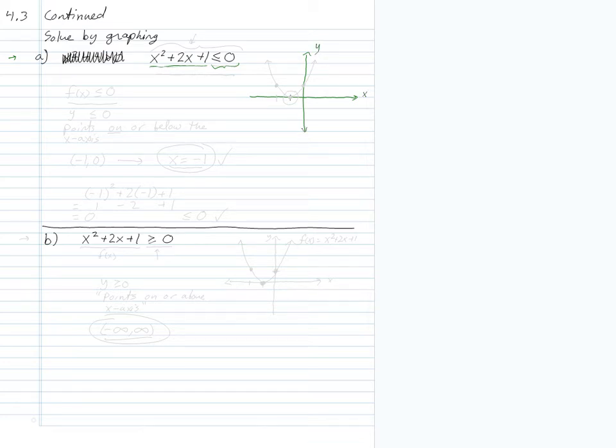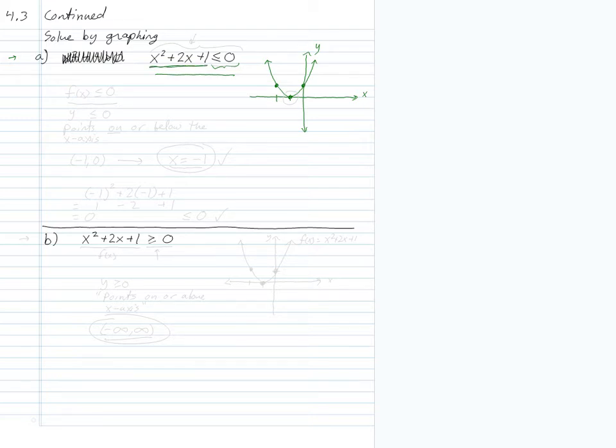So we have the vertex at -1, 0, our y-intercept, and our other point to give this parabola some nice shape. Okay. So we're skipping over a couple of steps. We've already got this in standard form, and then we graph x squared plus 2x plus 1.